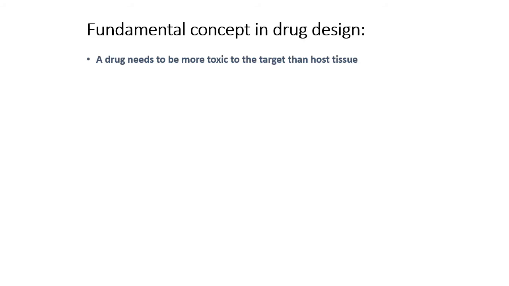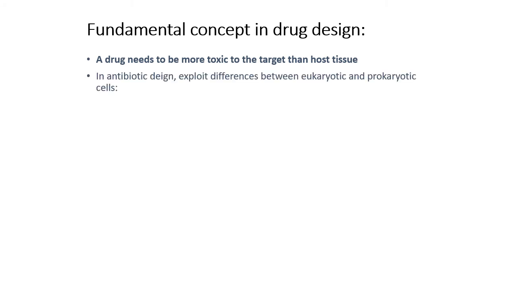So let's start with the fundamental concept of drug design, which I already mentioned, but needs stating because it's easy to forget as a chemist. And that is the drug needs to be more toxic to the target than host tissue. It's arguably stating the obvious, but it needs stating. So how do you do this? How do you make a drug? How do you design a drug to be more toxic to a target than host?